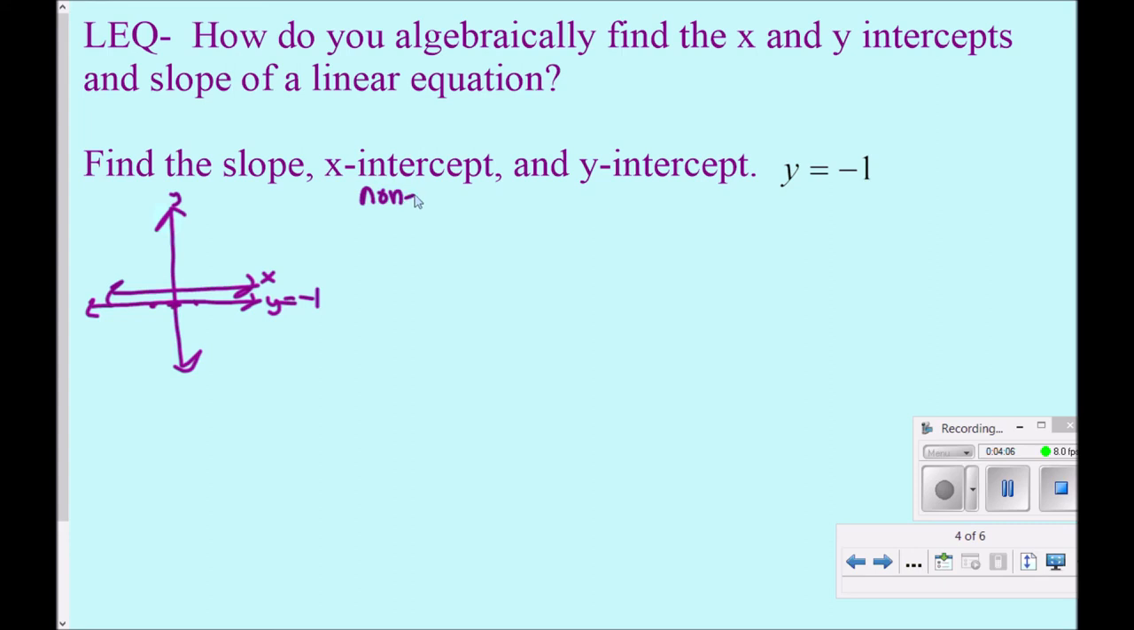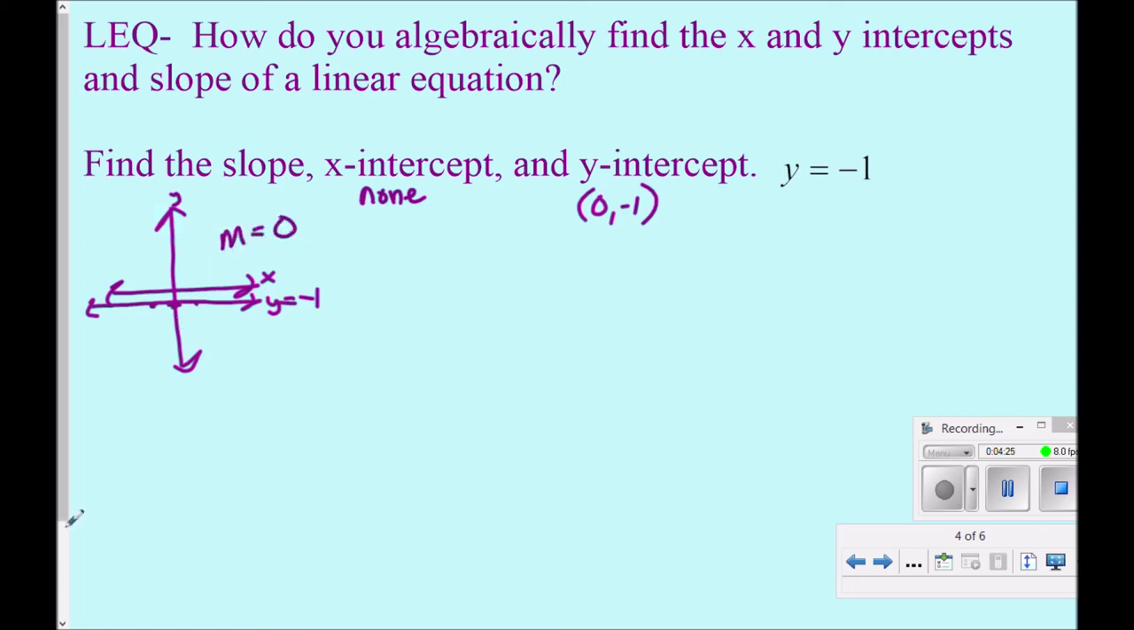So now that we have the line, we can see it's not crossing the x-axis. So none. The y-intercept, well, that was the very first point I plotted, (0, negative 1). And the slope, again, maybe you remember that horizontal lines have a slope of 0 or no slope.